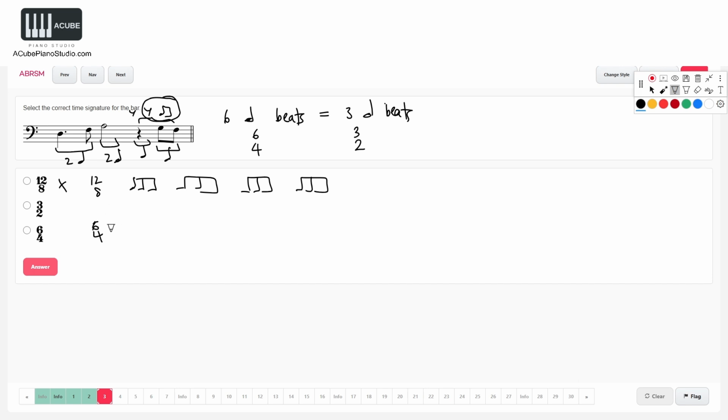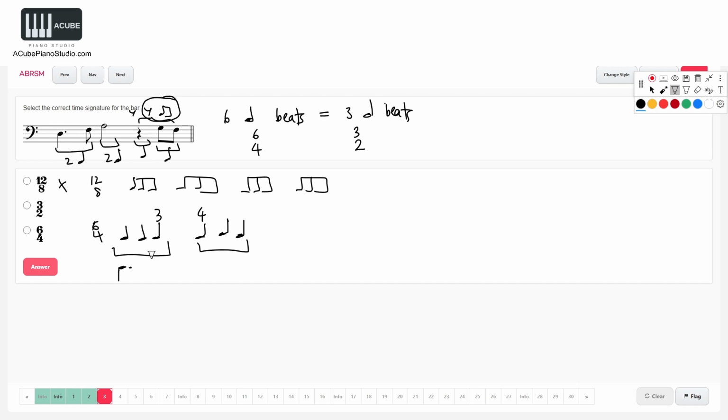So if you were to group 6/4, you should group it this way. The first 3 crochet beats should be grouped together, and the second group of 3 crochet beats should be grouped together. But if you look at this portion here, this is the first 2 crochet beats, and then the third and the fourth crochet beats are together. So if it is 6/4 time, this is not correct.